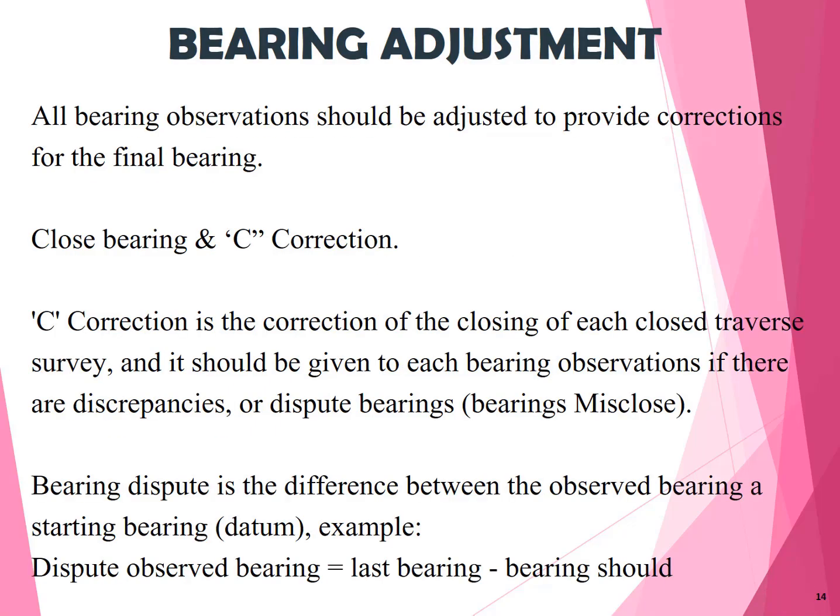Bearing adjustment. All bearing observations should be adjusted to provide corrections for the final bearing. Closing bearing and C correction. C correction is the correction for the closing of each closed traverse survey, and it should be given to each bearing observation if there are discrepancies or bearing misclose. Bearing dispute is the difference between the observed bearing and the starting bearing or datum. Dispute equals observed last bearing minus bearing it should be.